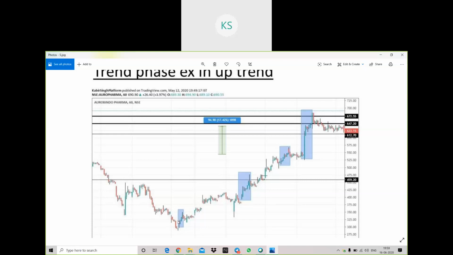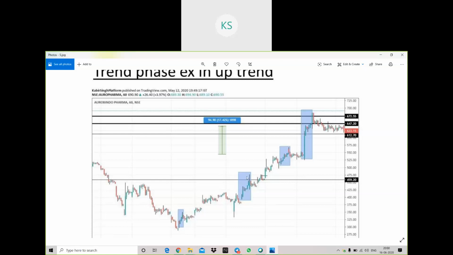So you can easily identify that the highlighted part is my trend phase. You can see there are big candles and the momentum has been strong in the upward direction. From this point the stock has moved in only three candles. It has covered a big price range, and then again it was stagnant. It was sideways after this.